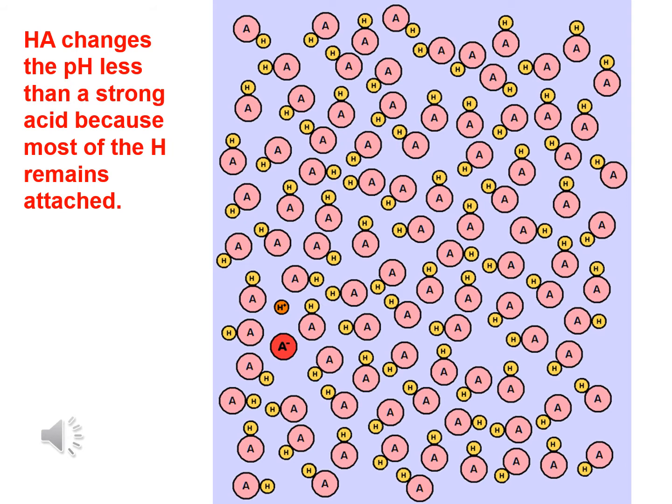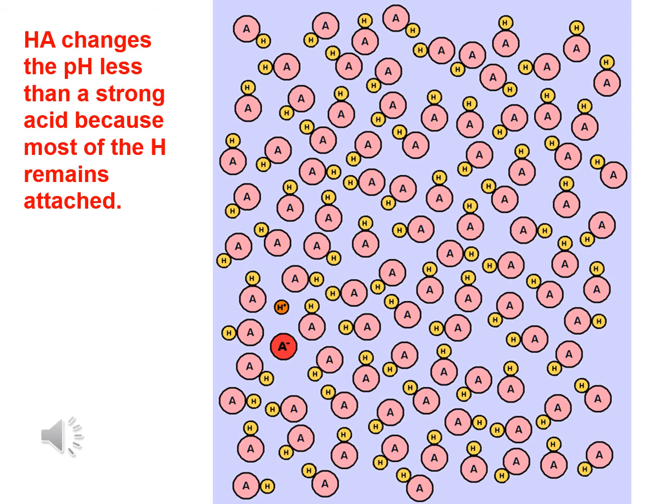That means that most of the H pluses cannot affect the pH because they're still stuck to the acetate. The only one that makes the pH go down is the one that's split apart. And that's the reason why weak acids do not lower the pH anywhere near as much as strong ones, because most of the H's stay stuck.